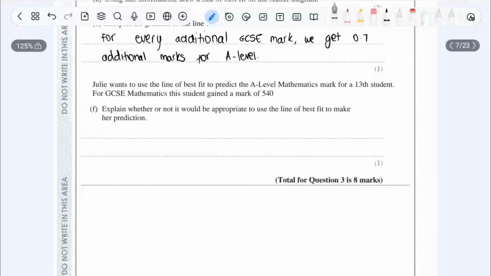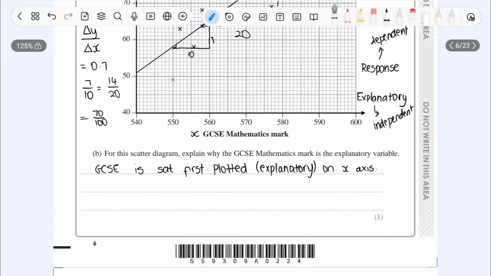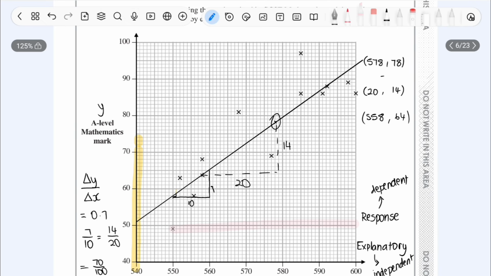Julie wants to use the line of best fit to predict the A-level maths mark for a 13th student. For GCSE maths, this student gained a mark of 540. Explain whether or not it would be appropriate to use a line of best fit to make a prediction. Well, let's see. The 13th student got a mark of 540. 540 lies on this x line. Now, as you can see, that is outside the data range, and the data range was everything from this x point all the way to this x point, because the outermost values in terms of x are this one and this one.